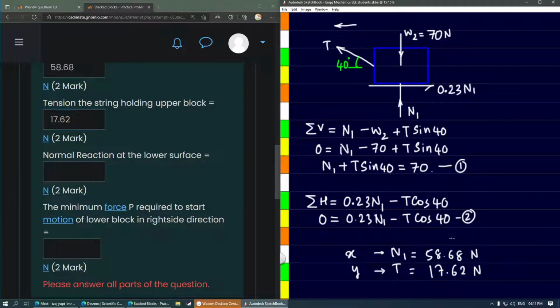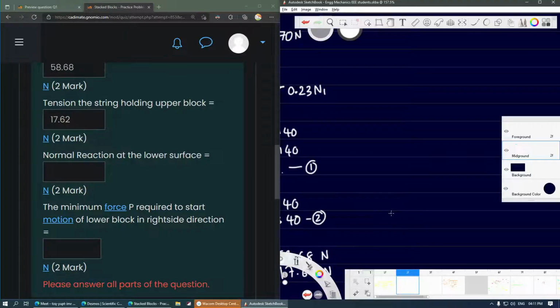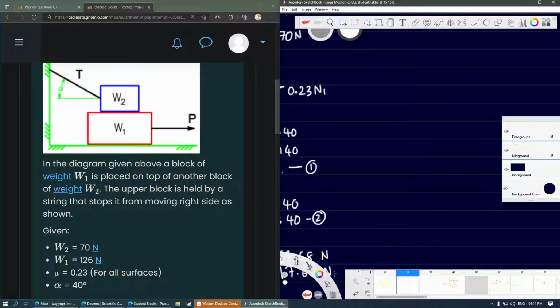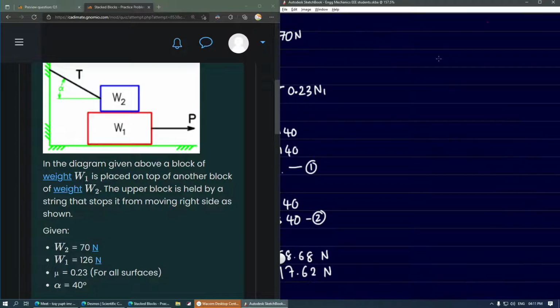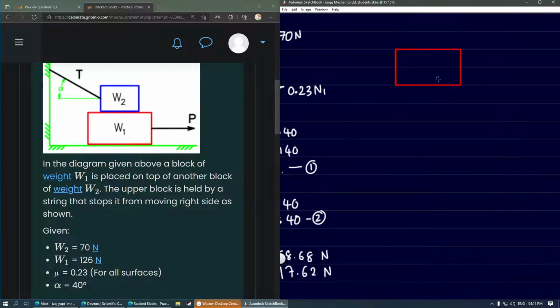And then next, go for the next free body diagram. Next, we'll have to draw the free body diagram of this lower block that we have here. Let's go ahead and do that. So this is the lower block, and once again we need to take all the forces on this.